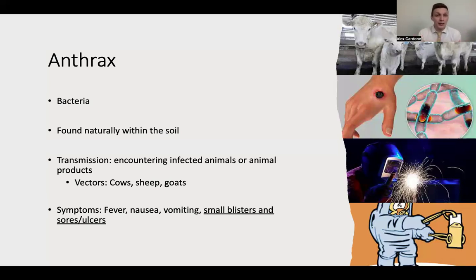You may kind of hear as well some of the common symptoms that can occur from that. So fever, nausea, vomiting. The really unique thing for anthrax compared to the other ones is the development of small blisters, sores, or ulcers, just like that in the right side second from the top picture illustrates. So those small blisters or ulcers that can form are pretty common there. This is actually a pretty common disease amongst welders, actually, just due to the environments that they're in and that they're necessarily around.